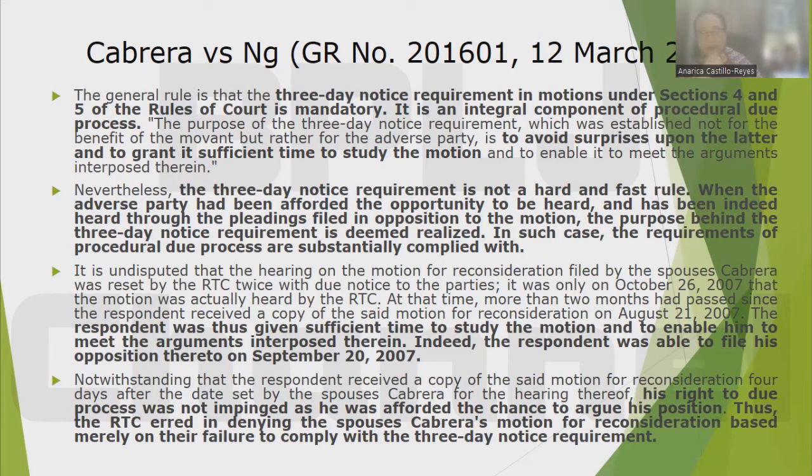The Supreme Court said the 3-day notice requirement is not a hard and fast rule. When the adverse party was afforded the opportunity to be heard and has indeed been heard through the briefings, the purpose behind the 3-day notice was deemed realized. In such a case, the requirements of procedural due process were substantially complied with.